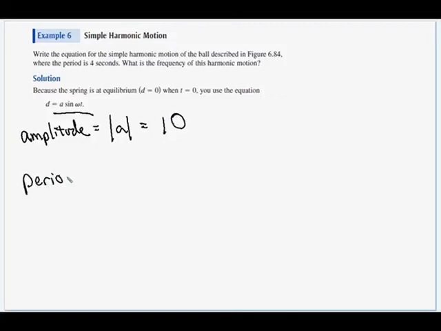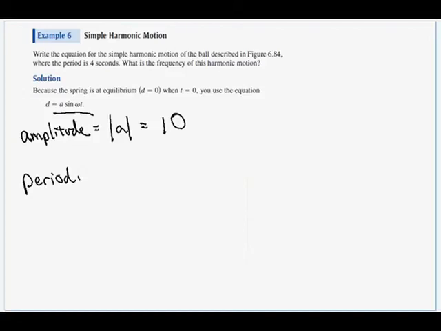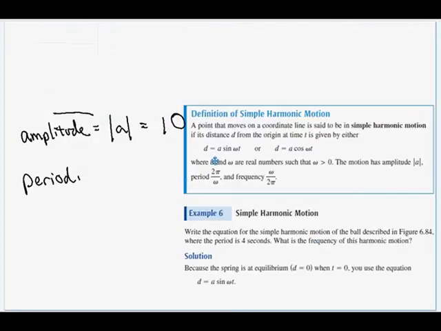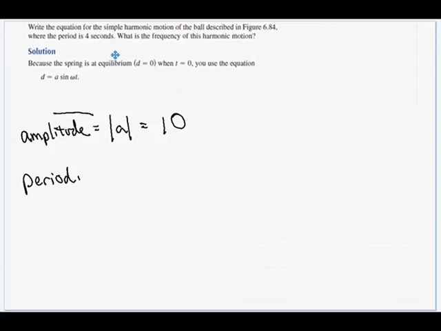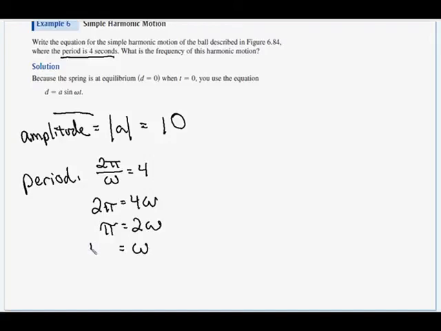The period is 2 pi divided by omega, and we know here in the given information the period is 4 seconds. So if we set this equal to 4 and we solve for omega, we multiply both sides by omega. 2 pi equals 4 omega. Divide both sides by 2, we get pi equals 2 times omega. And then to get omega alone, we divide by 2. So omega is equal to 1/2 pi.